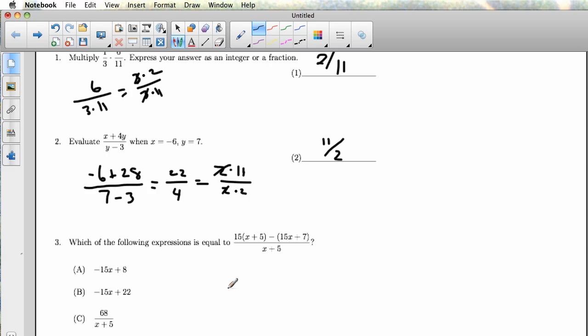This is the same sort of problem, but using algebra rules. So don't forget that we want to keep everything separated. I want to do my simplification of the numerator, my simplification of the denominator, and see what happens.